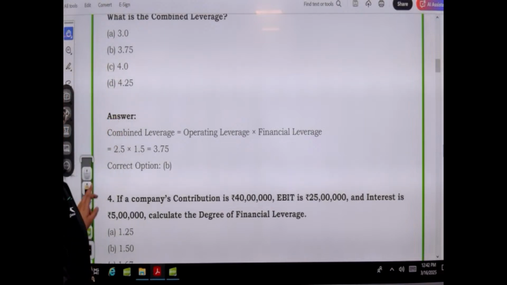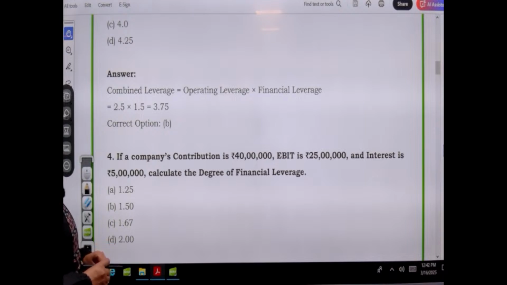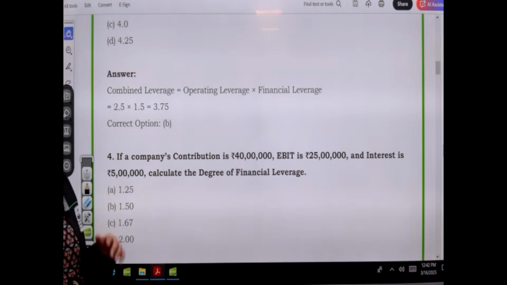Let's see question number 4. If a company's contribution is 40 lakhs, EBIT is 25 lakhs, interest is 5 lakh, you have to calculate the degree of financial leverage. Okay, great. Over here they have asked me, you see, financial leverage can be calculated directly or you can calculate the degree as well.